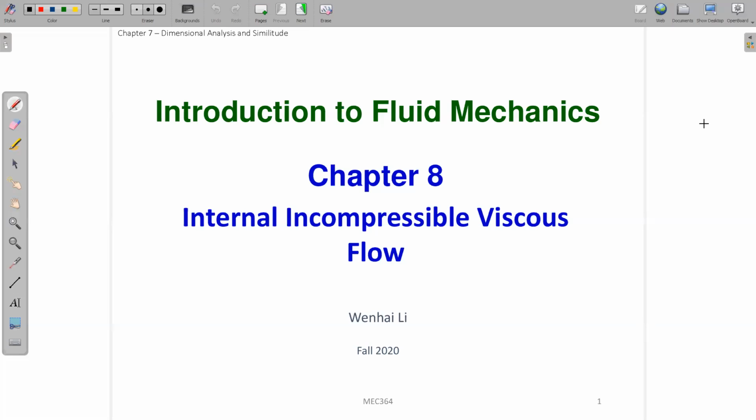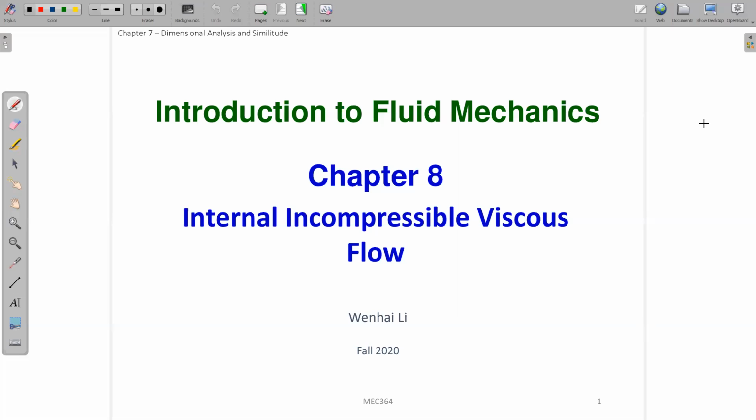In the last lecture, we finished talking about dimensional analysis and similitude. Now we are moving to the last topic of the class, and we are going to focus on incompressible and viscous flow. Remember that in chapter 6, we focused on incompressible inviscid flow, which is where we developed the Bernoulli equation. Now we are making the flow viscous. And incompressible means that the density is constant.